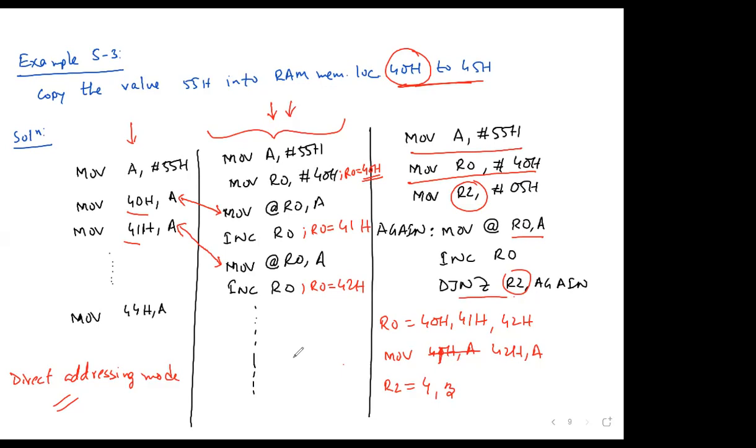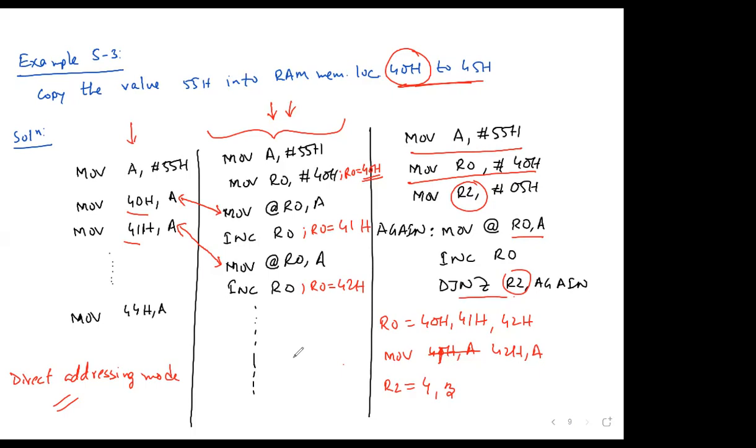Look at the first example. The last line is move 44H, comma A. When it says 40H to 45H, it means from 40 up to 44. 45 is not included. Clear? Yes, sir. Good question. These are actually small things that you should be careful about. These are not something for which you lose your entire mark, but these are enough to prevent you from getting the full mark. So you should be careful about these small things as well.